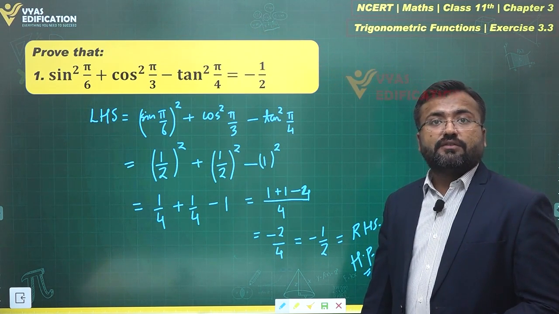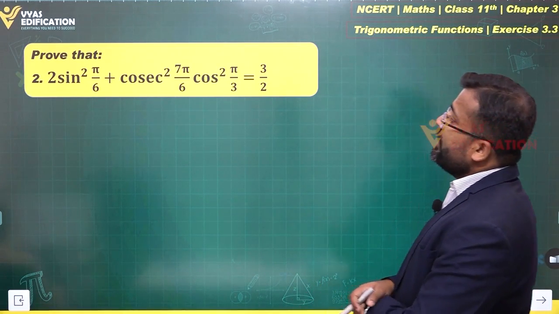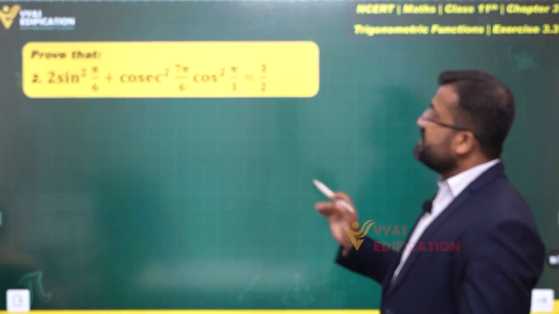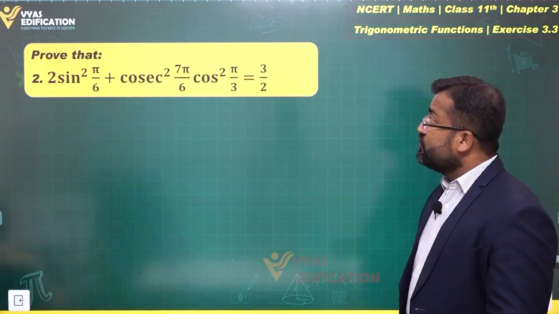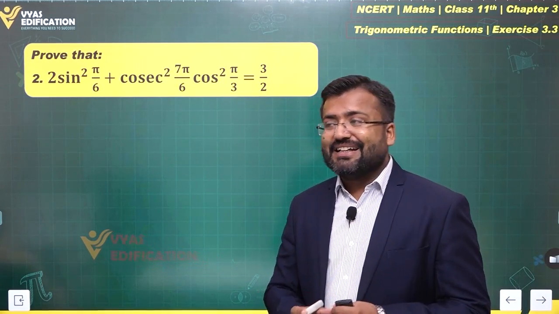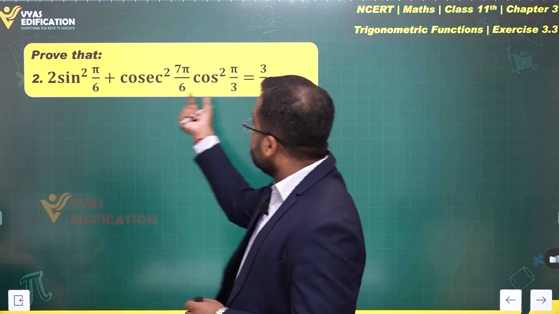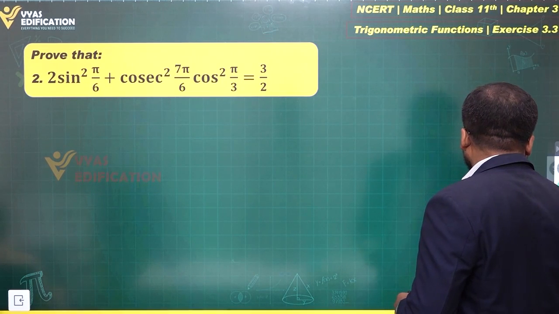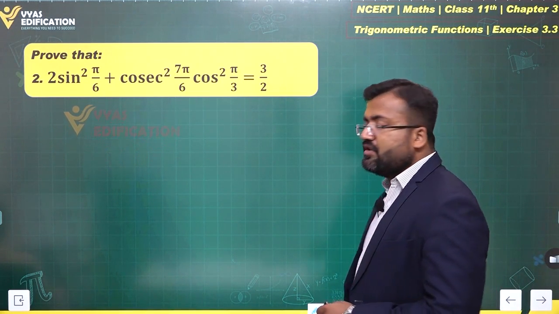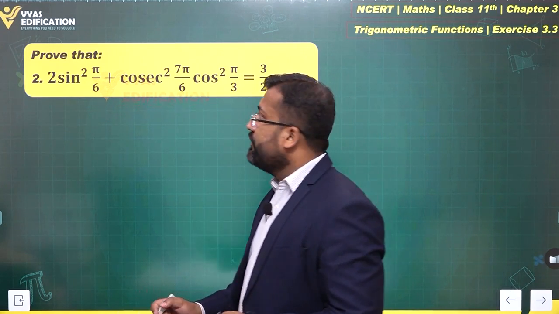Yes, this is okay. Let's discuss this question next. What does this question say? Prove that 2 sine square pi by 6 plus cosec square 7 pi by 6 times cos square pi by 3 is equal to 3 by 2. Now, once again, what we need is these values. If you know these values, or if we can calculate these values, then it is very easy to solve these questions. Let's take a look at how we approach this.